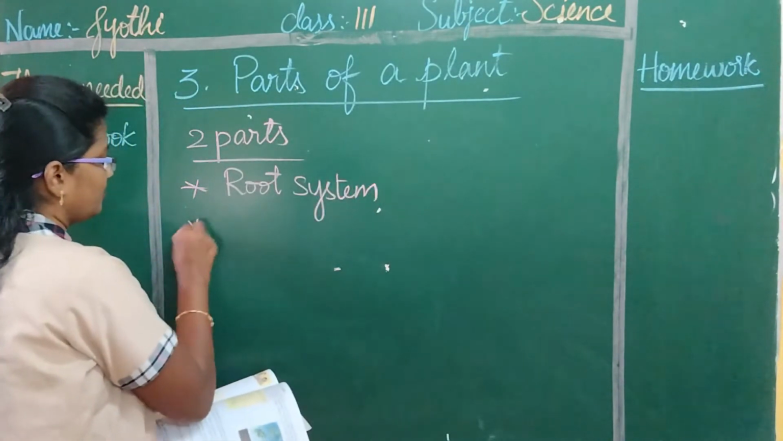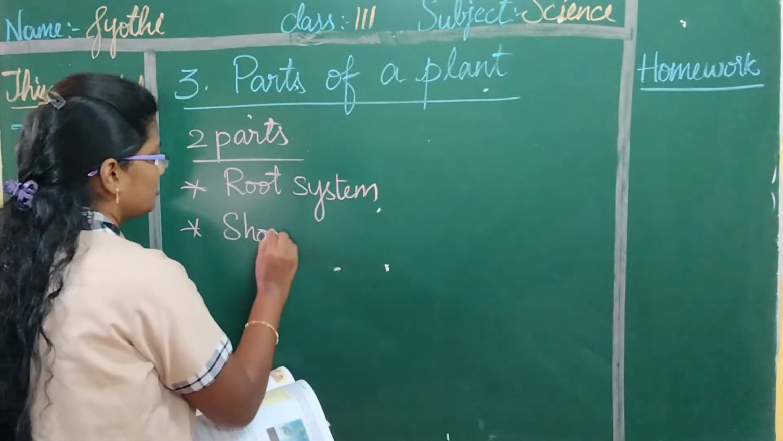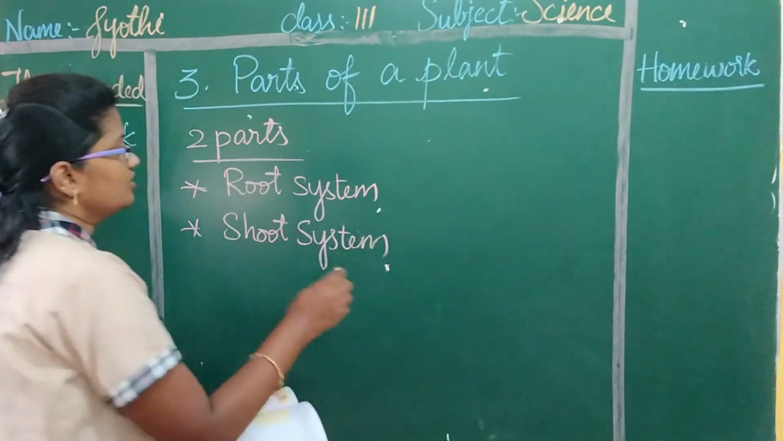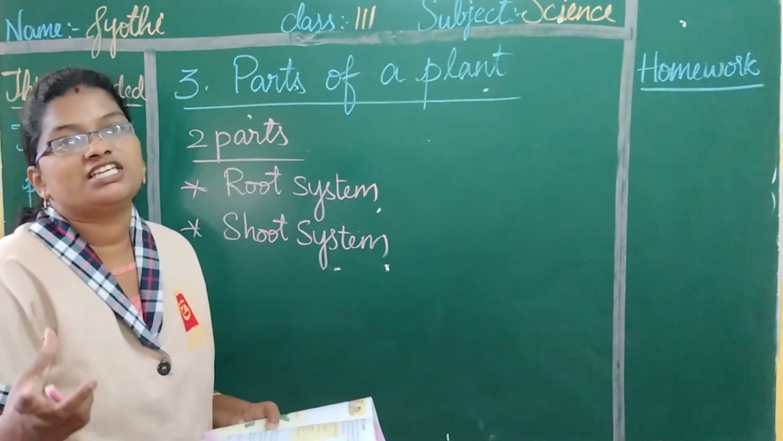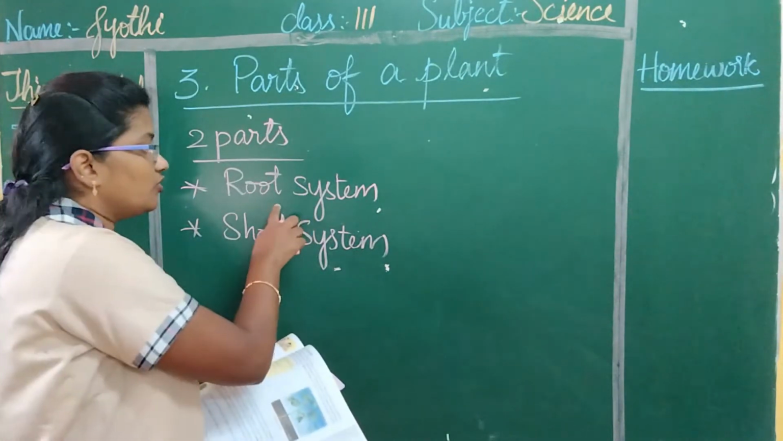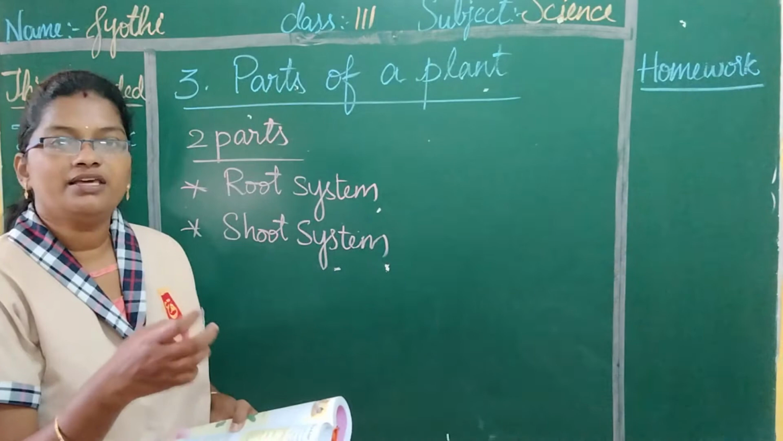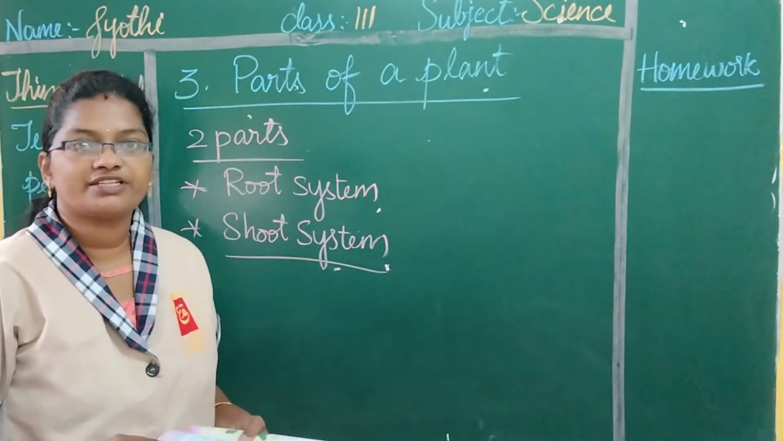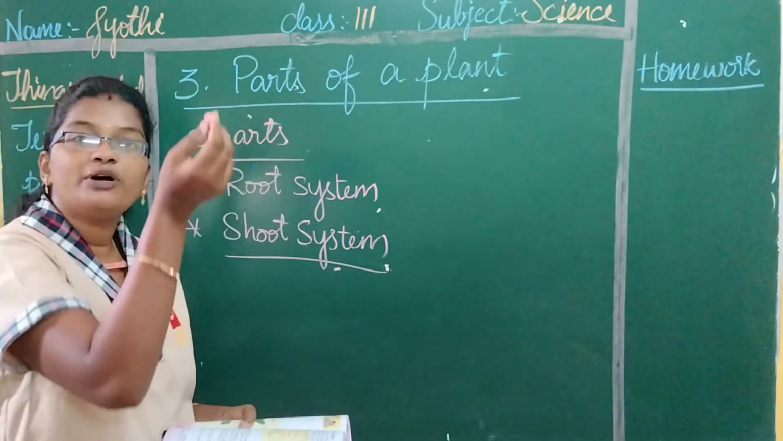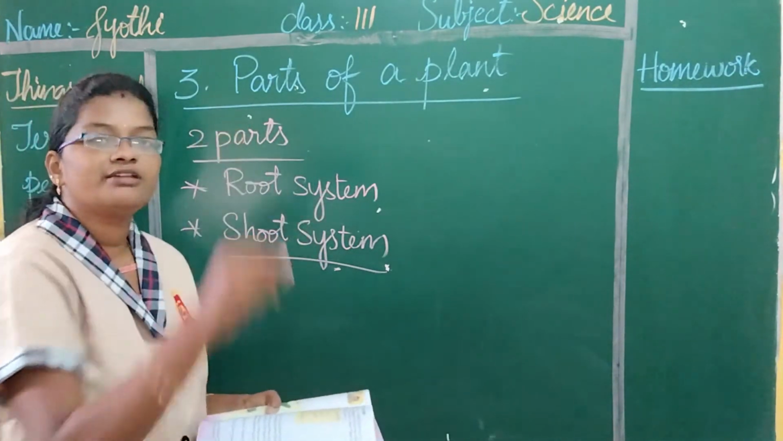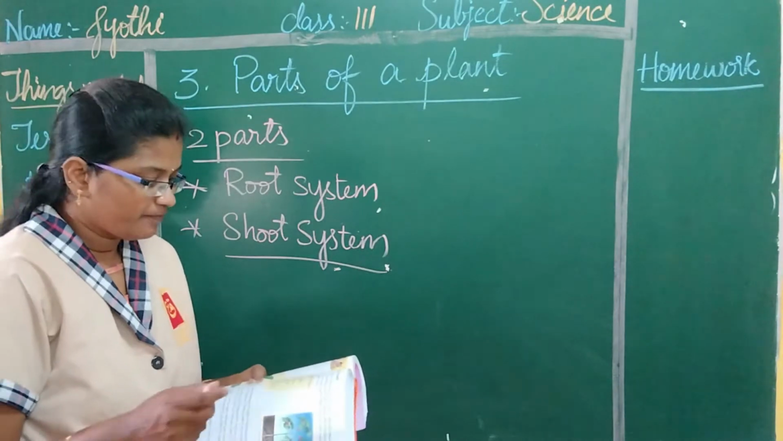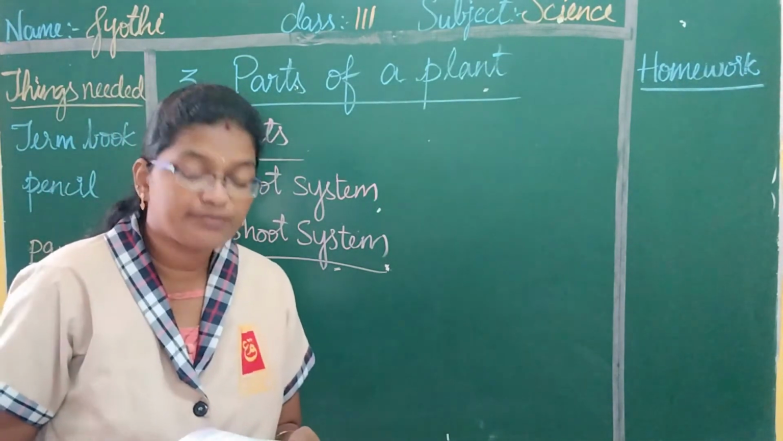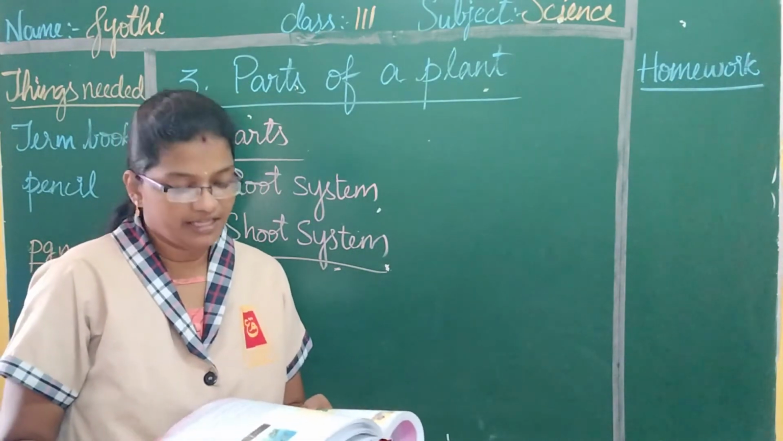Root system and the shoot system. So this root system we cannot see with our eyes because roots remain inside the ground. We can see only the shoot system with our eyes because this remains above the ground level and roots remain below the ground level. The root system lies below the ground whereas the shoot system moves freely in the air.